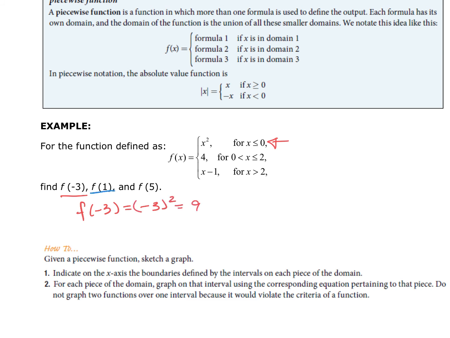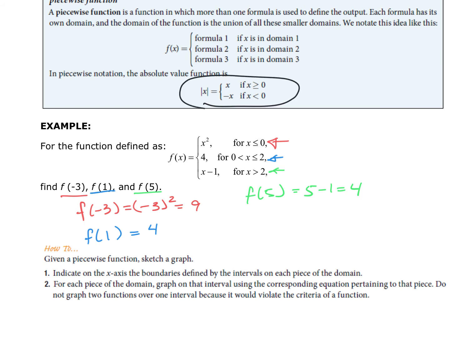Now, when I have f of 1, that lands in this piece of the domain. So f of 1 is going to be just 4. And then my last piece, which is f of 5, lands in this piece. And so I'm going to use that equation, which is x minus 1, which should be 5 minus 1, which is 4. That's how we interpret the piecewise function: we have to look at the domain. We say, okay, this is my input. Which piece of the domain does this input align to?